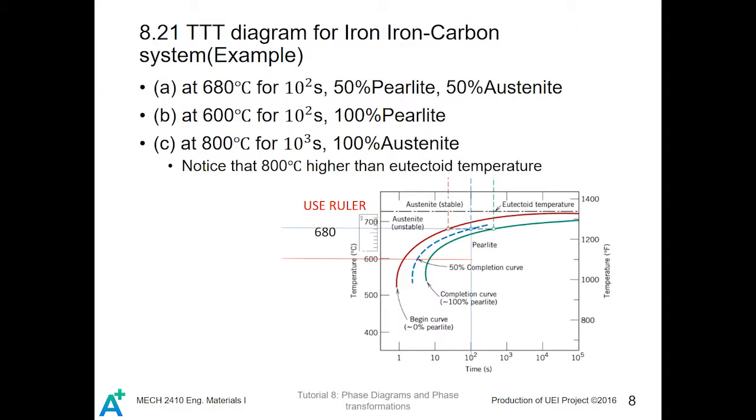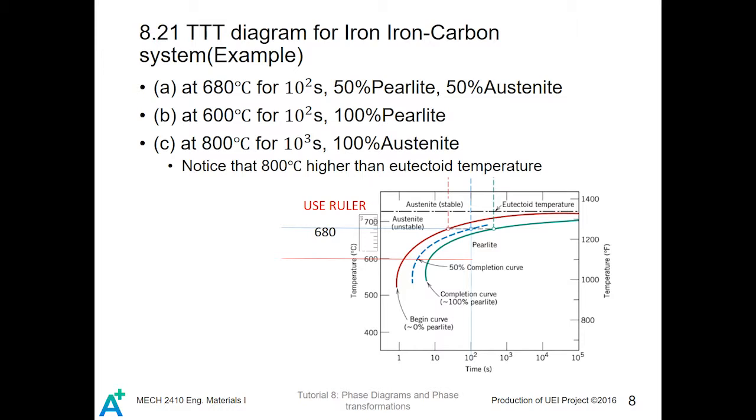For A, at 680 degrees for 100 seconds, it will finally be 50% pearlite and 50% austenite. Okay, so how can we know that? We need to use rulers to first find the respective temperature. Do use a ruler, which is very, very important.